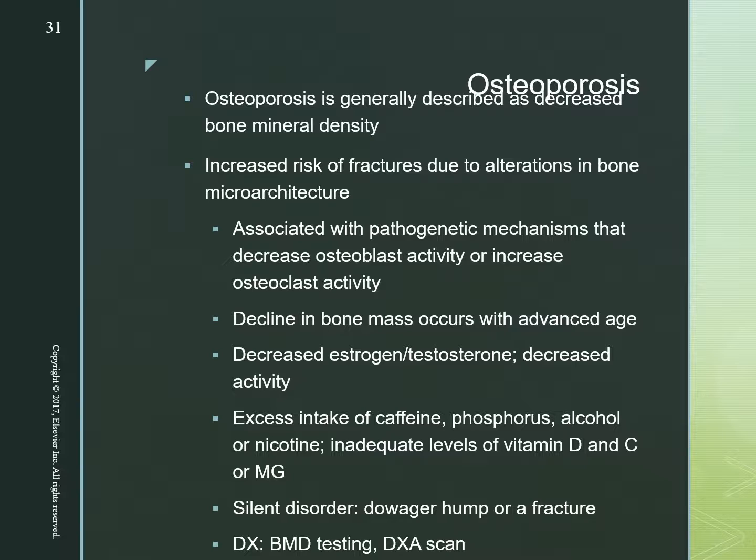The decline in bone mass occurs with advanced age, decreased estrogen or testosterone, or decreased activity. Excess intake of caffeine, phosphorus, alcohol, or nicotine, and inadequate levels of vitamin D and C or magnesium also contribute. It's considered a silent disorder. Many times we don't catch it until there's a fracture or a Dowager hump, and diagnosis is usually from a BMD testing or DEXA scan.